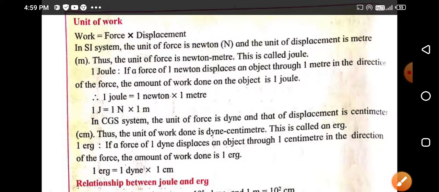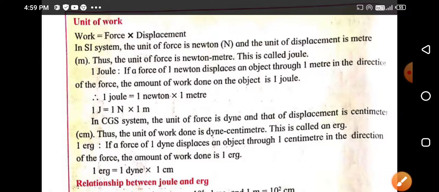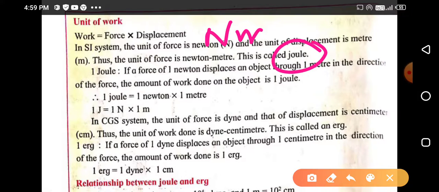Now see here, in the SI system the unit of force is Newton and the unit of displacement is meter. Thus the unit of work is Newton meter, and this is also called joule. वर्क डनचं जे युनिट आहे न्यूटन मीटर याला आणखीन जूल असे सुद्धा म्हणतात.